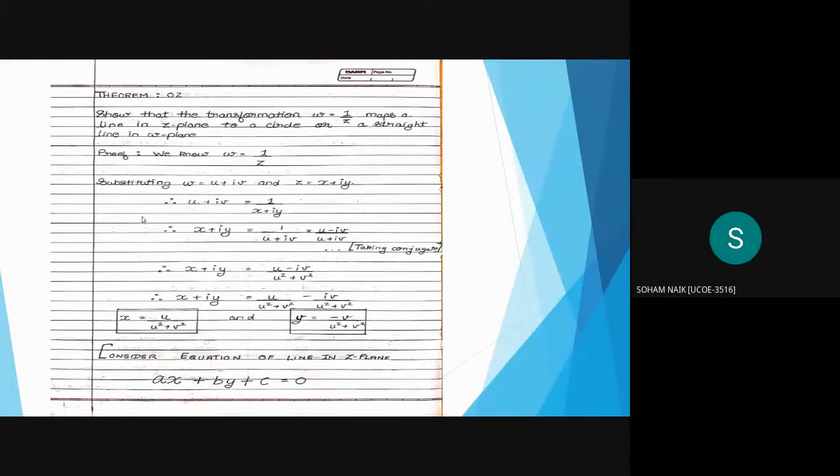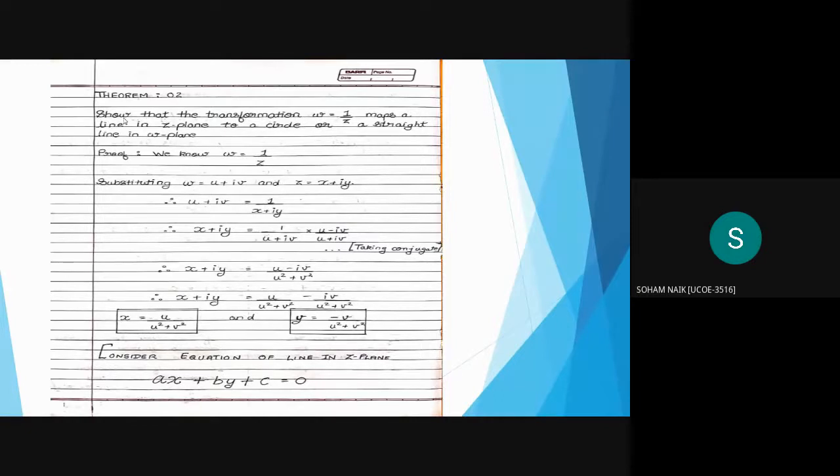Now, as my fellow mate Yash Patel has discussed theorem 1, I will go further with theorem 2. Show that the transformation W is equal to 1 by Z maps a line in Z plane to a circle or a straight line in W plane. Now we will go further with the proof.